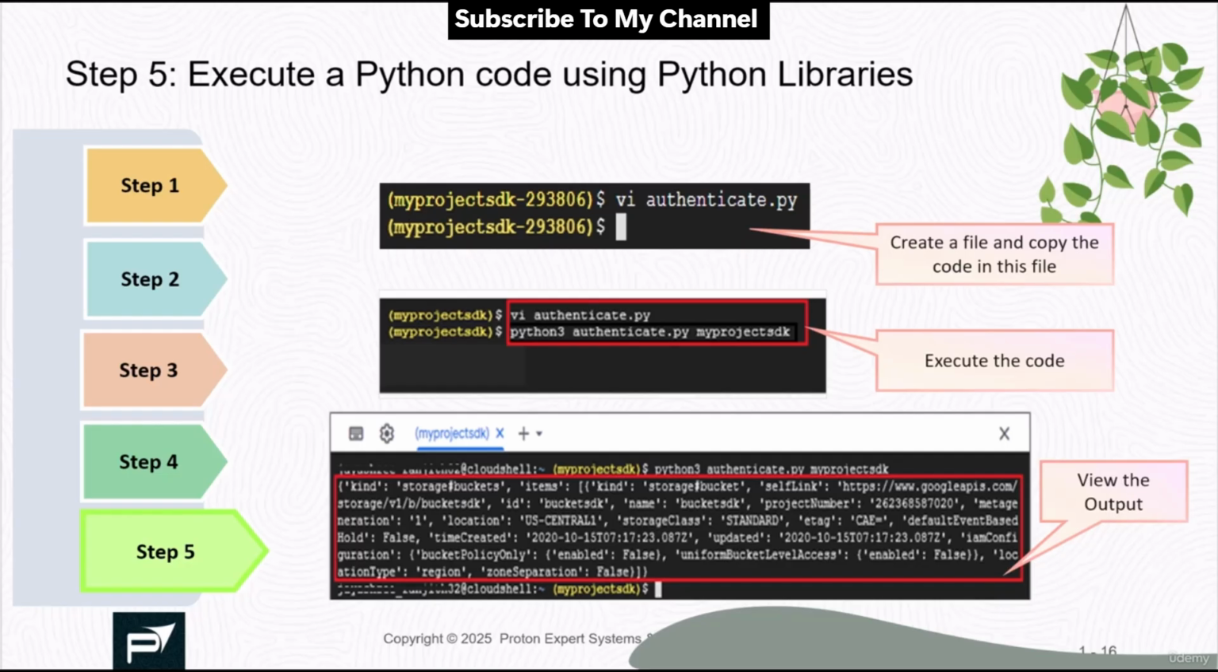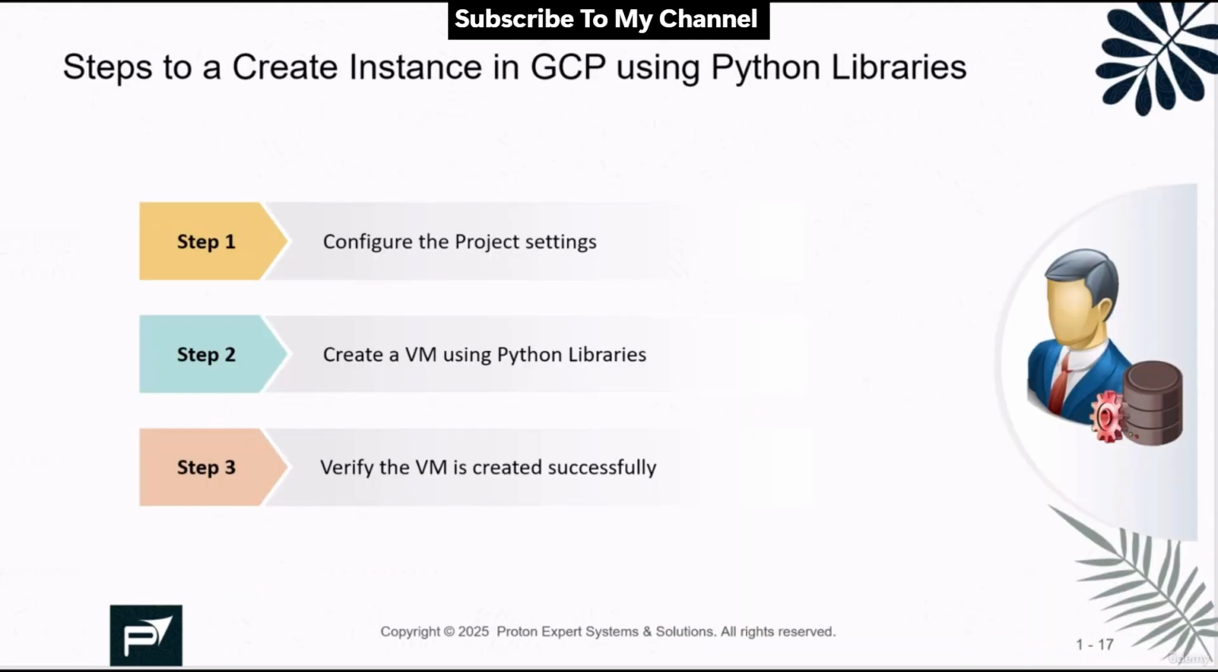Let's see the steps to create an instance in GCP using Python libraries. In the first step, we will configure the project settings, then create VM using Python libraries and verify the VM is created successfully. The first step is to configure the project settings. Configure the GCP project settings.